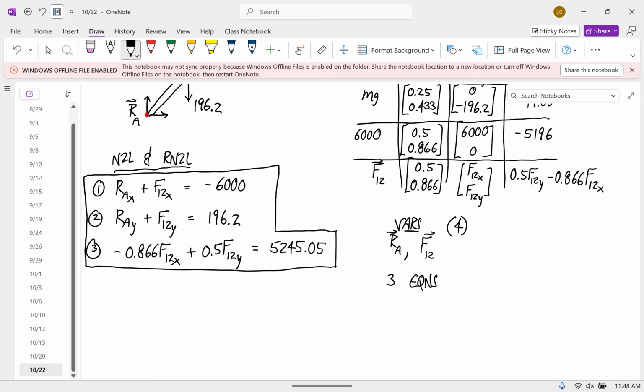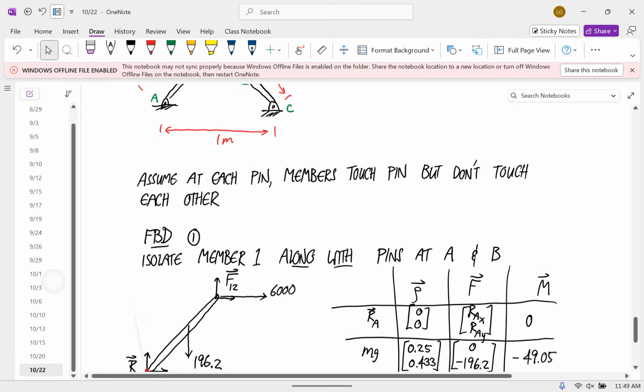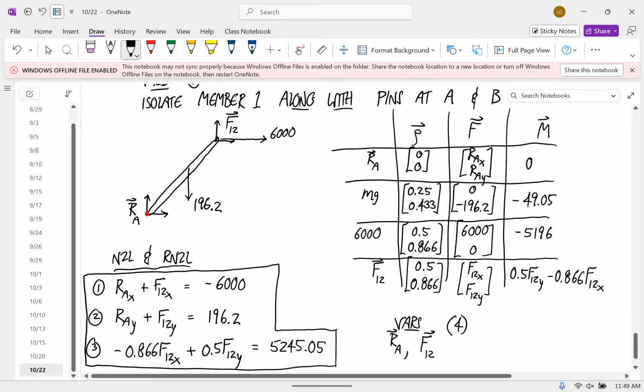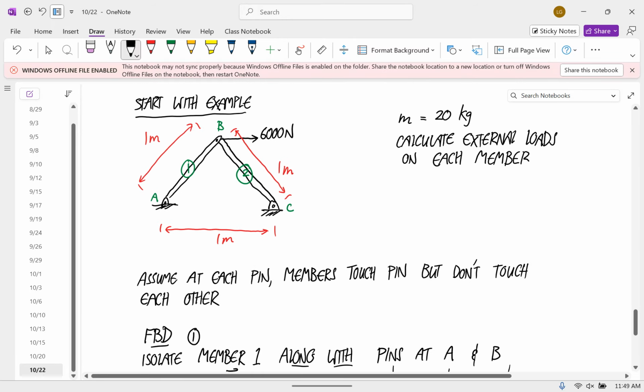Okay? But the next step is, now we're going to set these 3 equations aside. We're going to go to member 2 and calculate the 3 equations we get from that. And what we'll see is that now we have 6 equations for 6 variables, and we can solve the whole system. Okay, so I'll do that next class. Okay, go away.